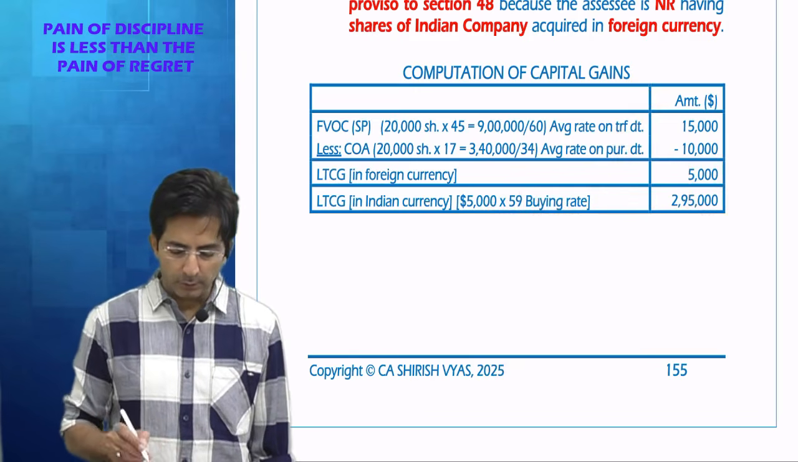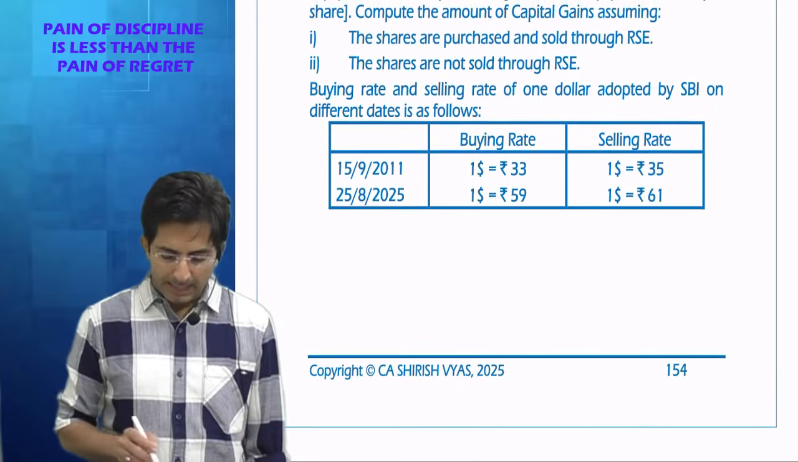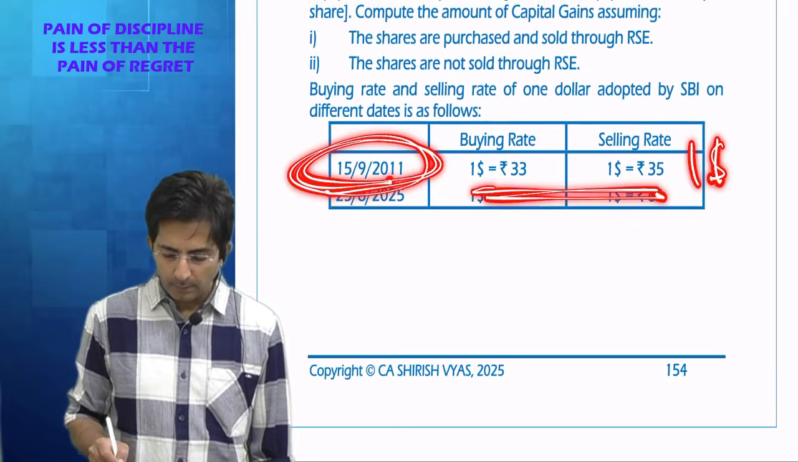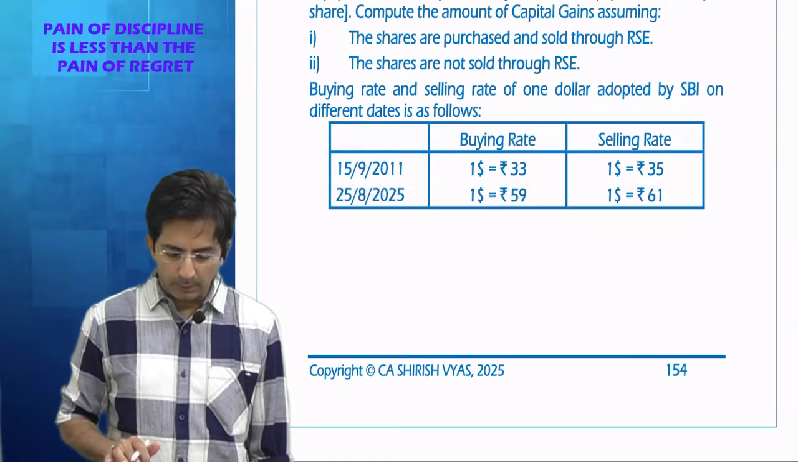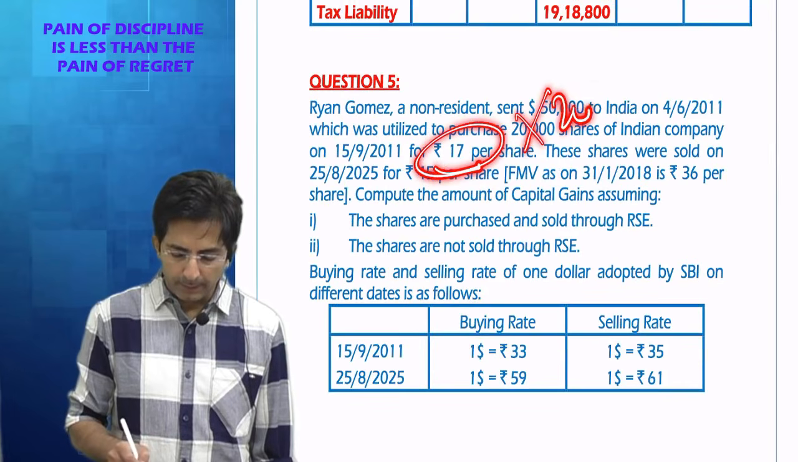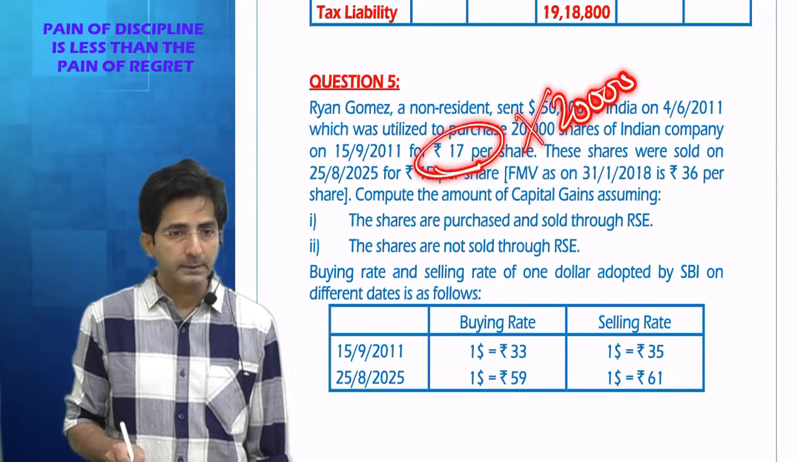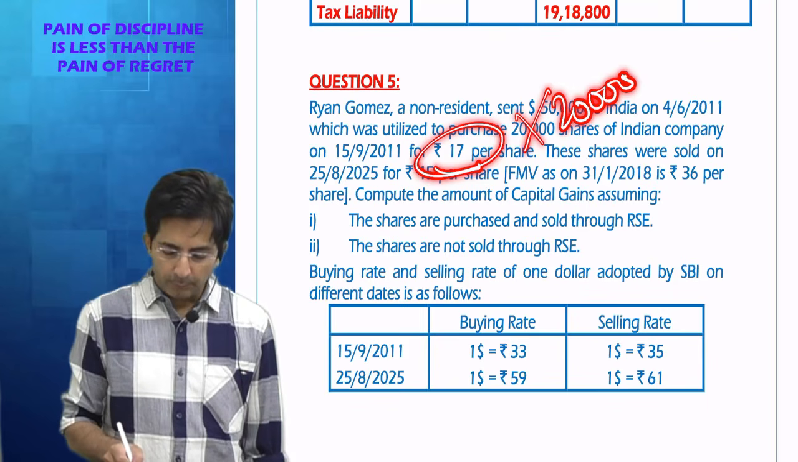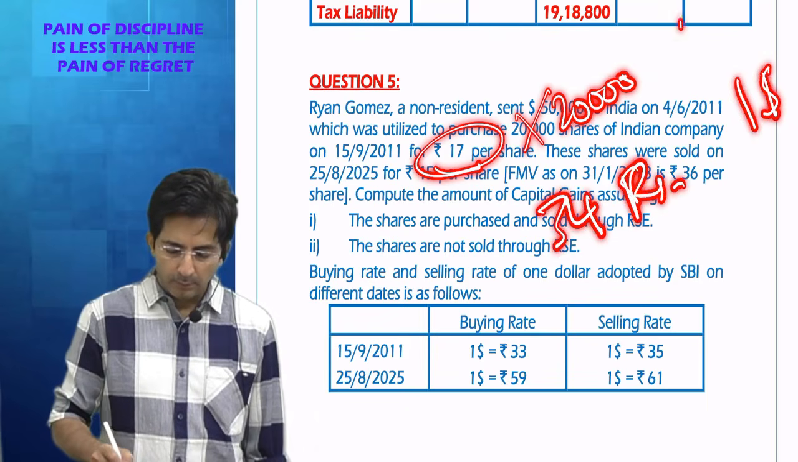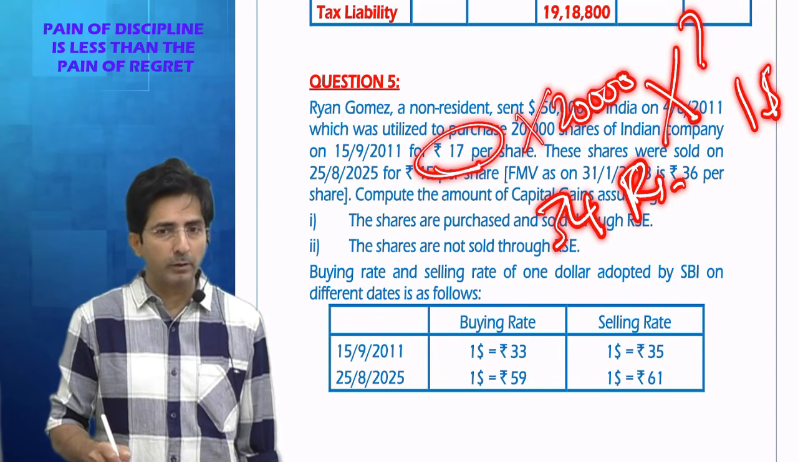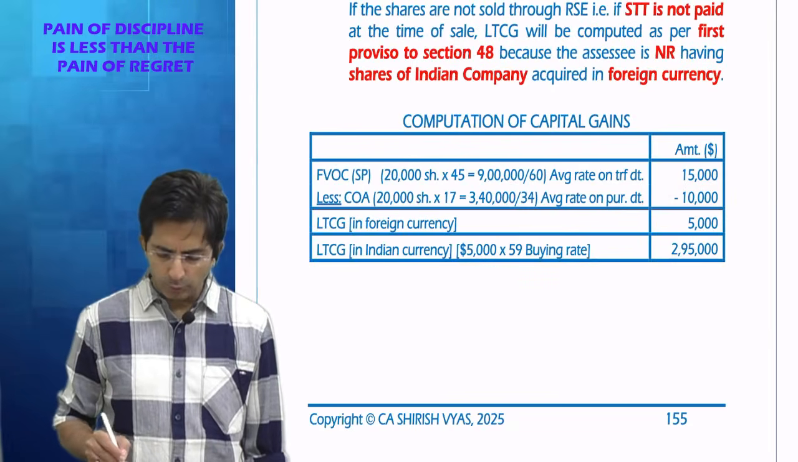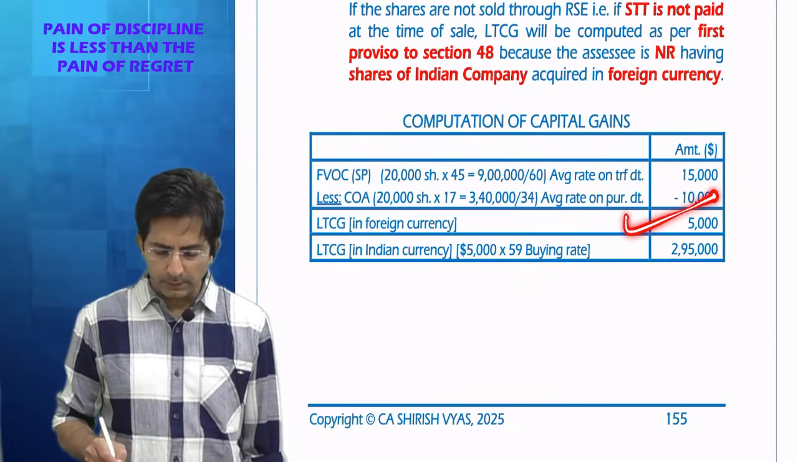Then the cost of acquisition you will convert according to the average rate on the date of purchase. On the date of purchase, what is the average rate? $1 = 34 rupees. And what is the cost price? Cost is 17 per share into 20,000 shares. But this is in rupees. So if 34 rupees will make $1, these many rupees will make how many dollars? By cross multiplication, that comes to $10,000. So your capital gain is $5,000 in foreign currency.